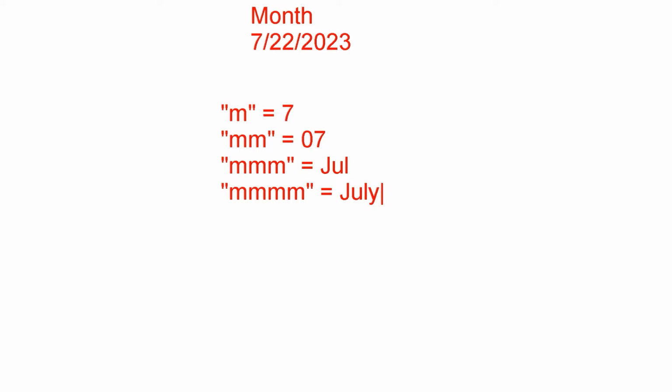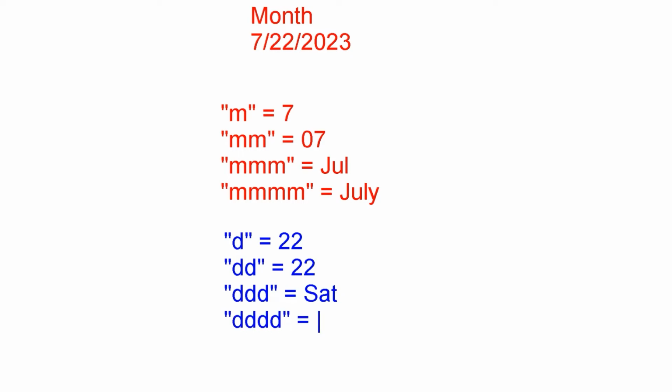Same thing here, we can also do days, which is pretty amazing. If I wanted to pull the day, for instance, if I do D, that will give me 22. Because once again, it follows that same suit. If it was a single digit, it'd be single digit. If I do DD, it's going to be 22 as well. If I do 3 Ds, it'll give me the abbreviated version of whatever day that is, and I believe it's a Saturday. And then we can also do the non-abbreviated version, which is the full Saturday, just like that.